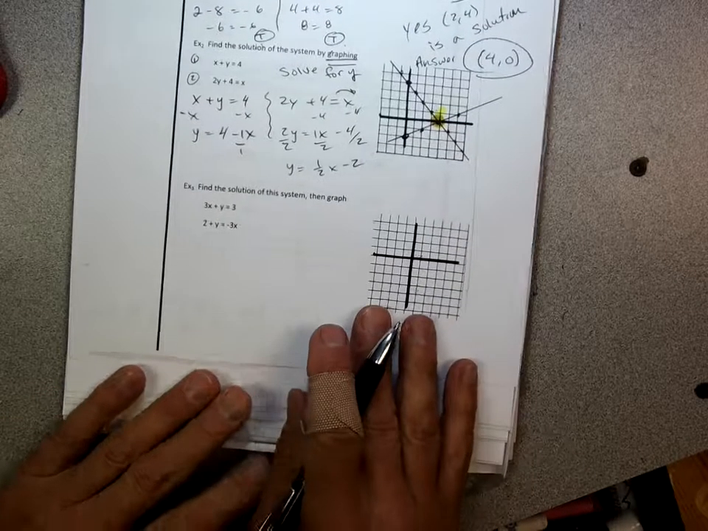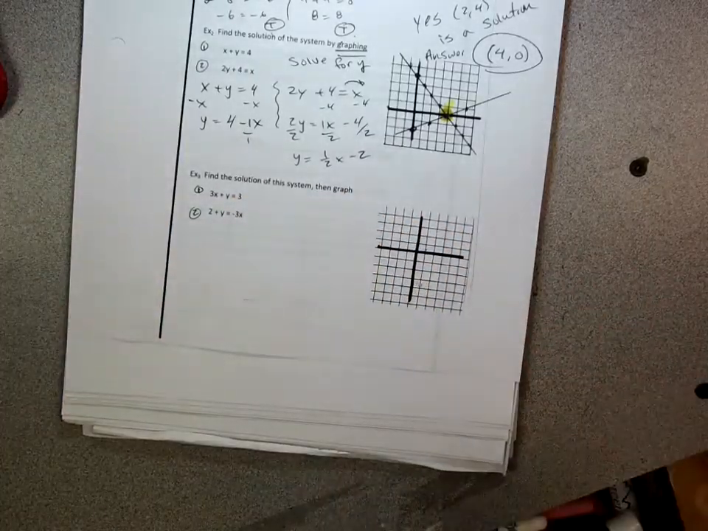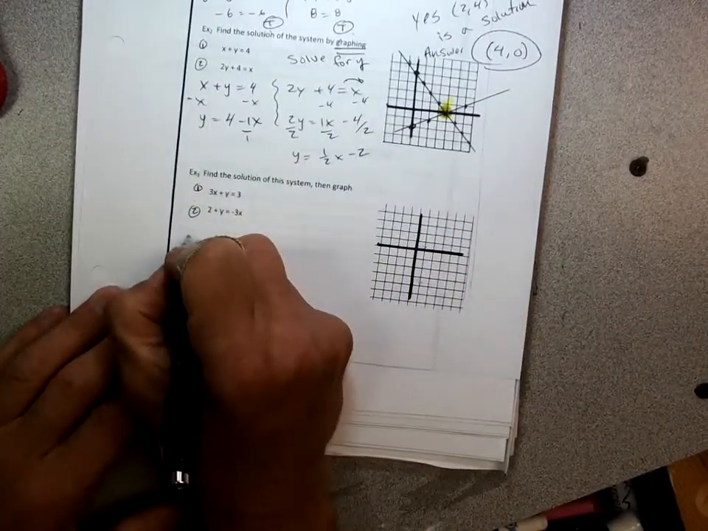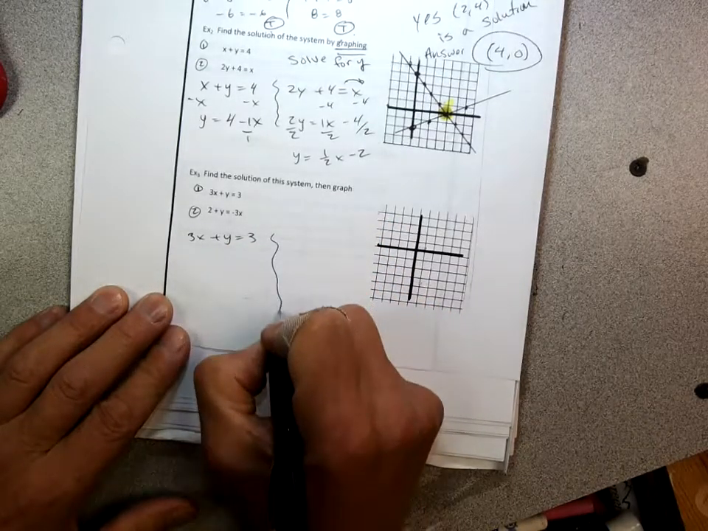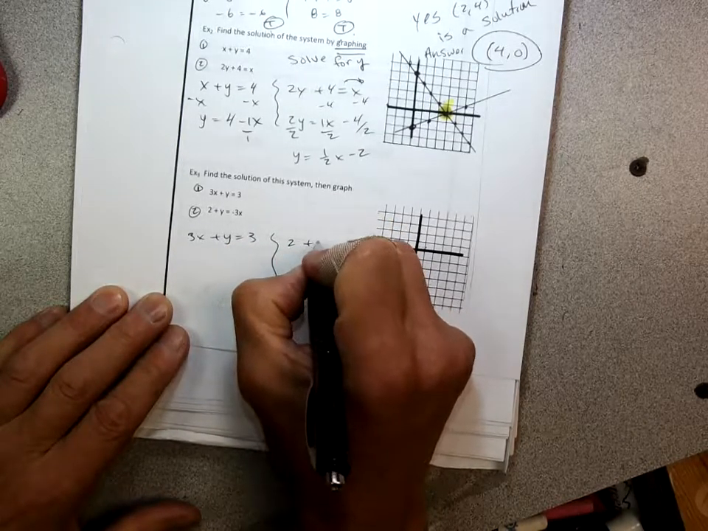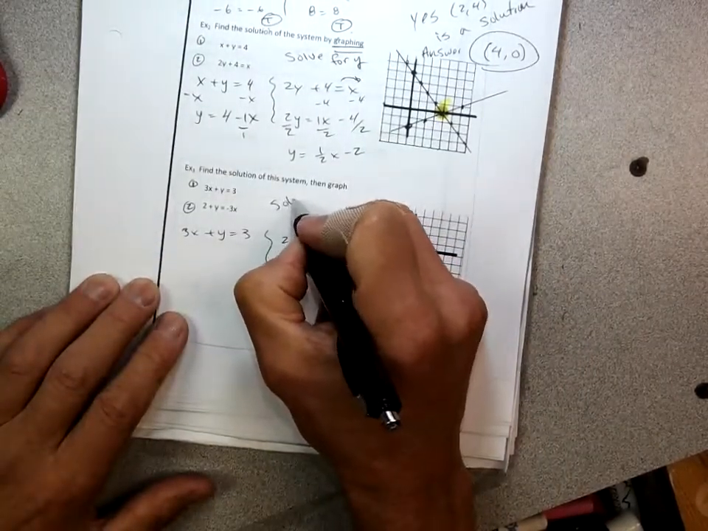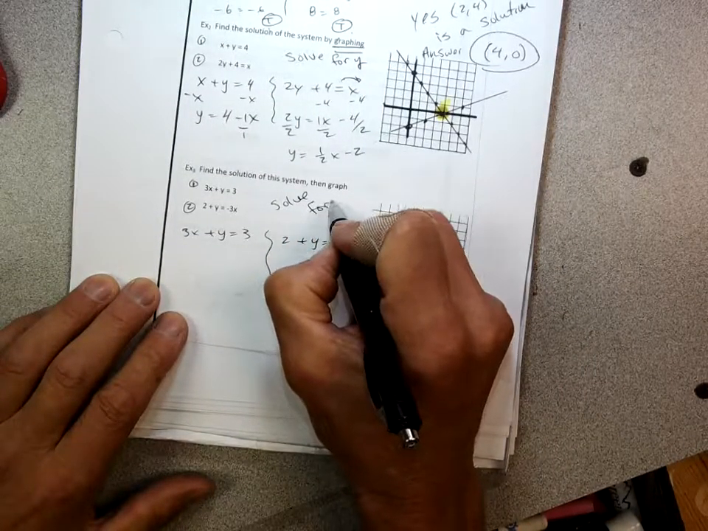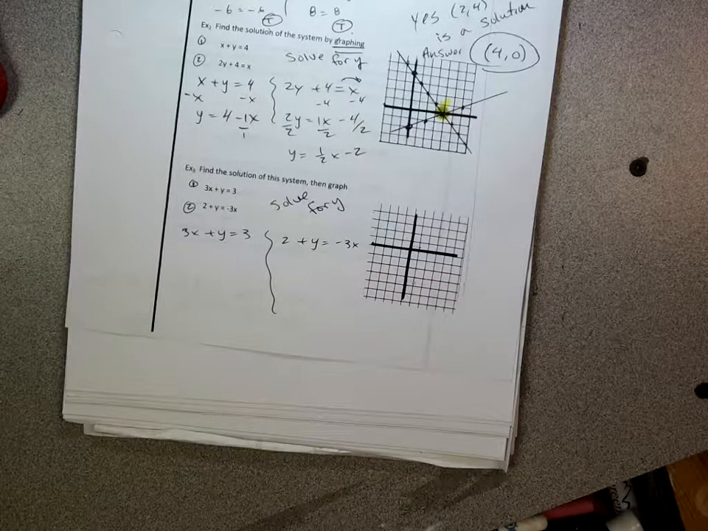So first of all, in example 3, equation 1, equation 2. Let's do the same thing. Let's try and graph it. I'm going to write my 3x plus y equals 3. And my second equation, 2 plus y equals -3x. I have to solve for y to graph them, right? Got to get y by itself so I can graph, okay?